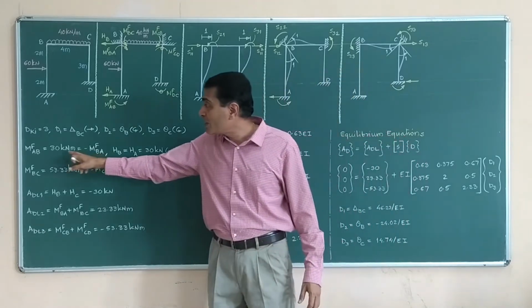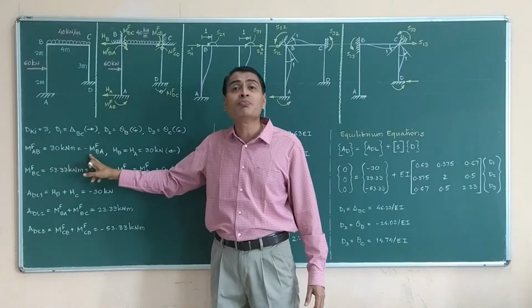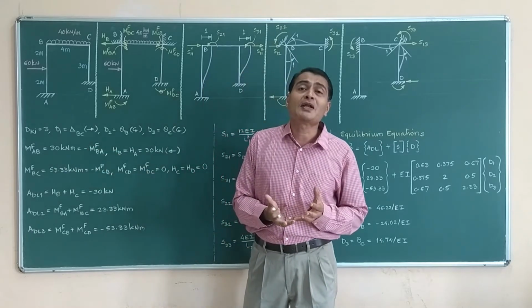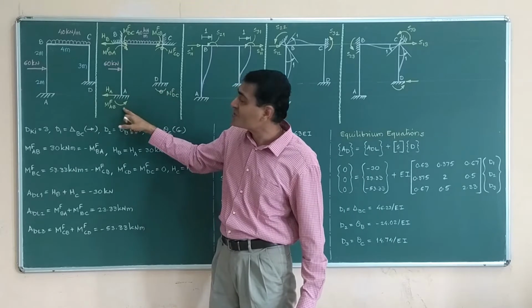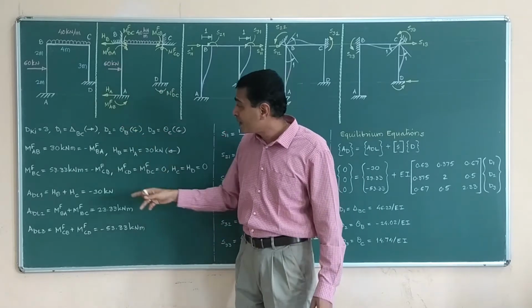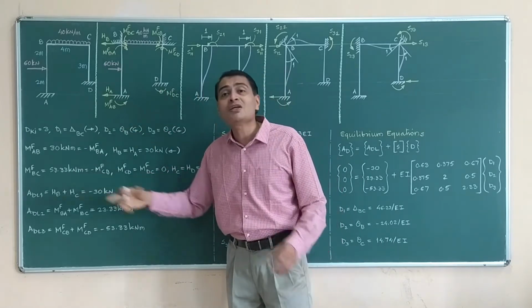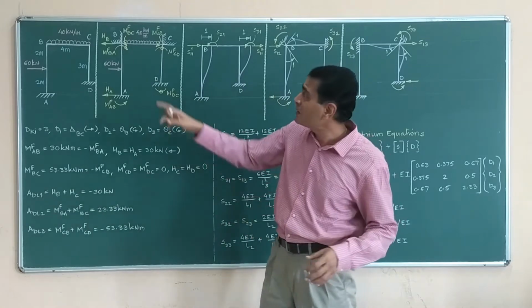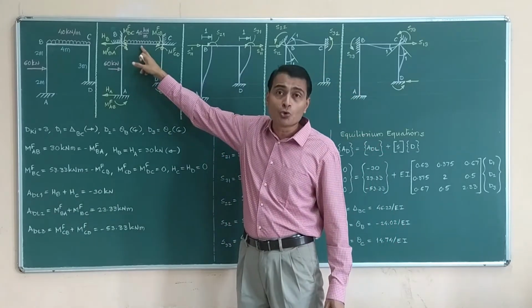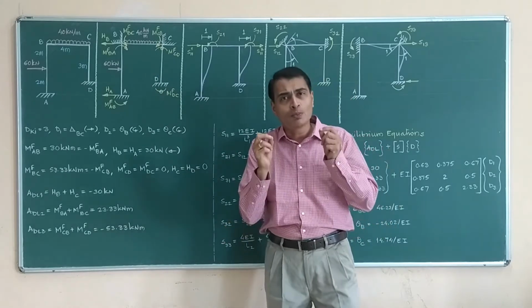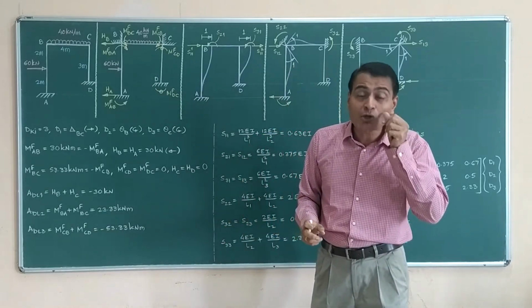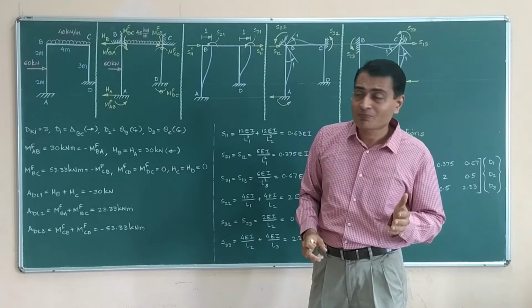How have I calculated MFAB and MFBA? Obviously PL upon 8, standard result. This is clockwise, this is anti-clockwise. How have I calculated MFBC? WL squared by 12, standard result for UDL. So all this we have done n number of times. Please calculate, please see that you are getting those answers.